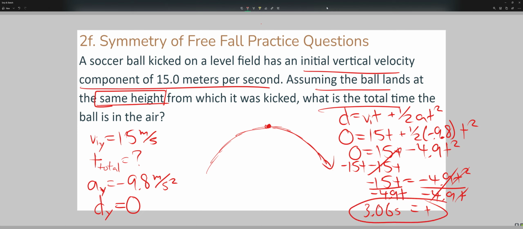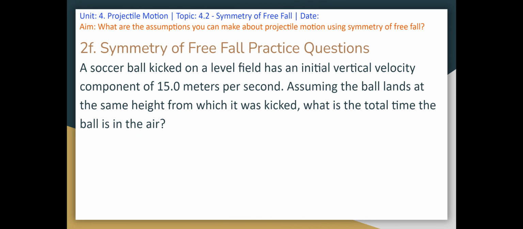So that's how you would solve it the second way, right? So you can solve it the second way. All right, that's that.